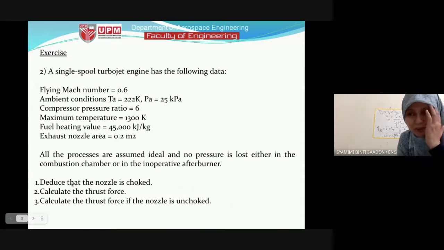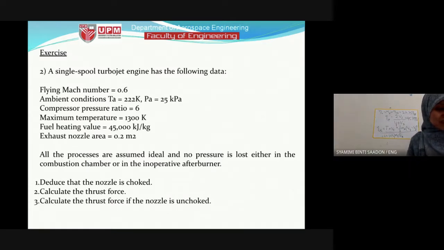Okay, so the longest part is actually the first question usually, because you have to start from the initial. So once you get all the points, all the temperature and pressure at all those points, then to calculate thrust force, etc., it's already easier because you already have all those values, parameters. Okay, so just to answer whether the nozzle is choked or not, we have to start from the initial point, just like just now.